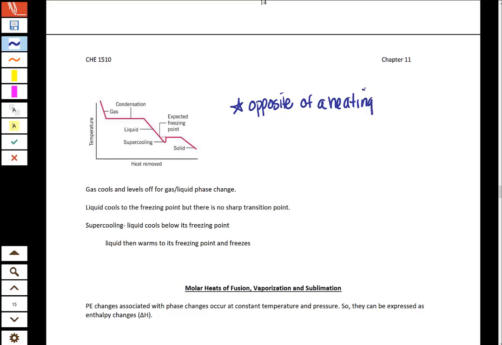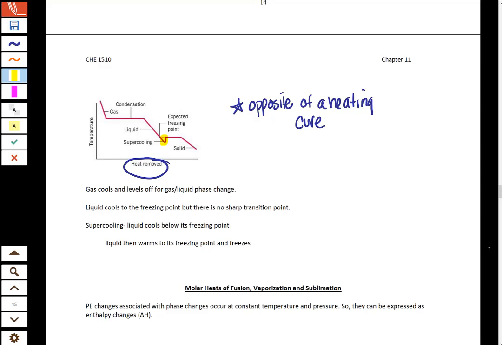So instead of heat being added, heat's removed. And one of the things that you might have noticed about both of these graphs is they had that little indentation right there, and in the other graph there was a little extra bump. Those are called supercooling and superheating. They're unusual phenomena that I will talk about more in class if you care to know more about them. So supercooling is just kind of wild.